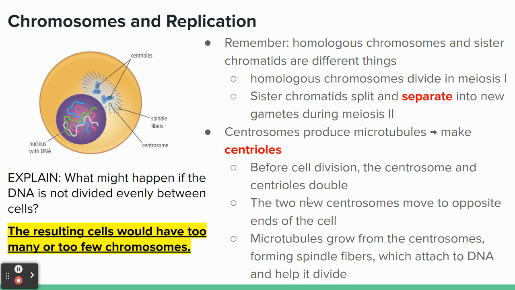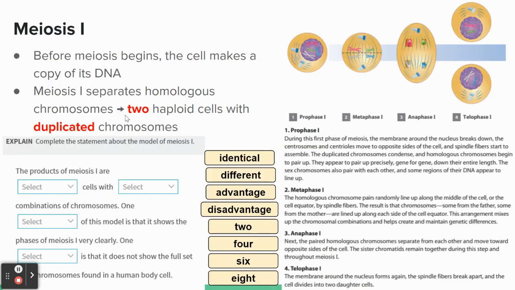Now, centrosomes are those center zones that hold the sister chromatids together. Centrosome is a section in the cell that helps with cell division. I apologize, I'm getting confused. Centrosomes produce microtubules. They make centrioles. Okay, before cell division, the centrosome and the centrioles double. Then two new centrosomes move to opposite ends of the cell, and microtubules grow from the centrosomes and attach to the DNA at the centromeres, which then helps it divide.